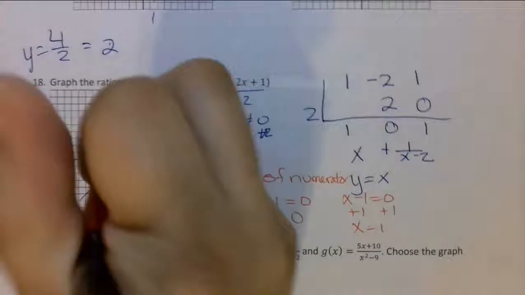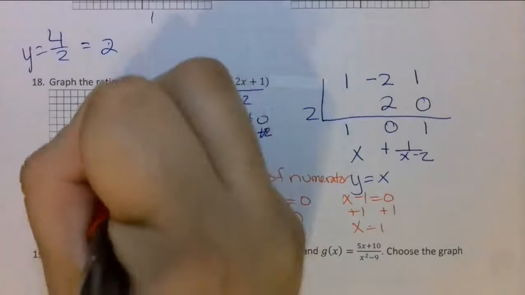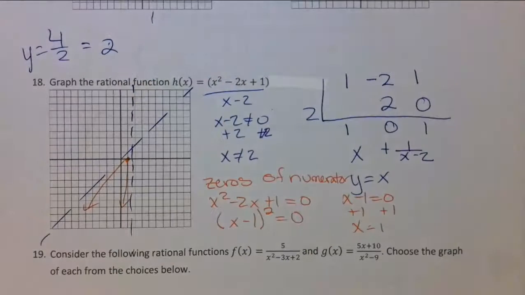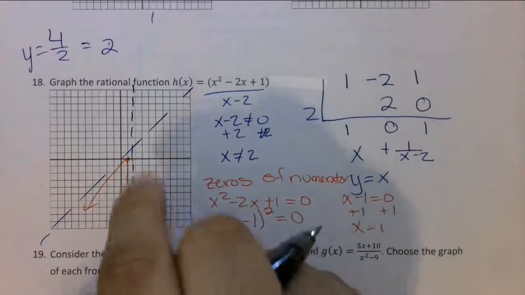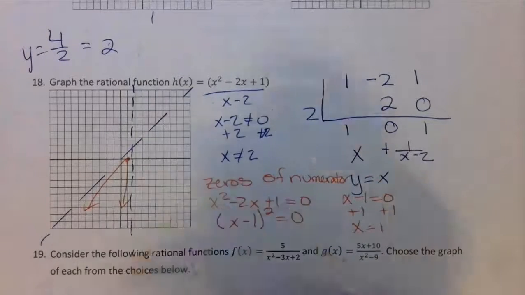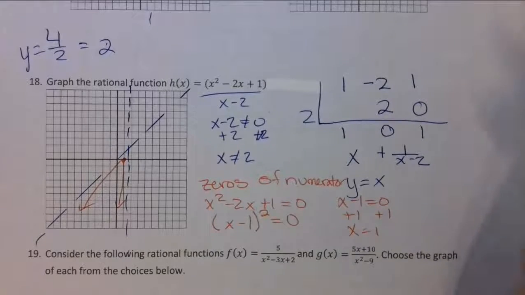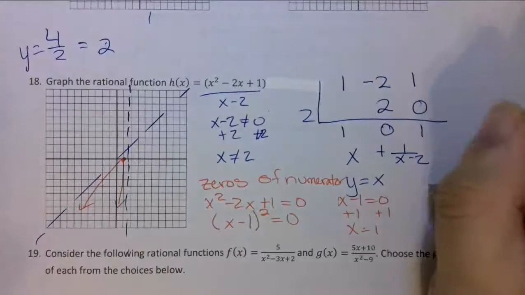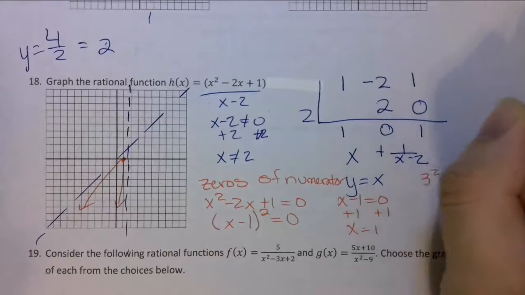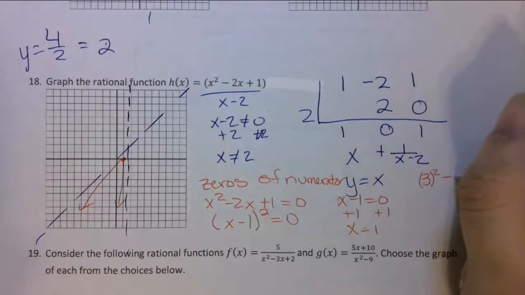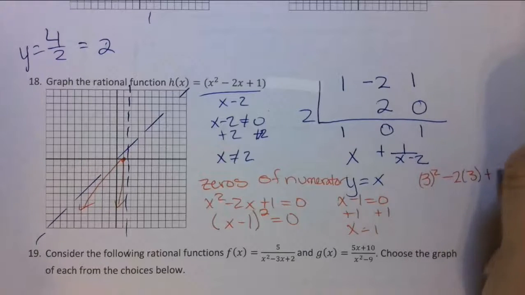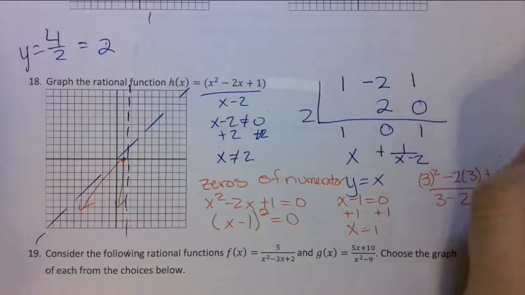Because it's in between two asymptotes, I know it's going to have to curve like this. Then I need to see if the other piece is over here or here. So I am going to plug in a point. I will pick, this is 2, so I'm going to plug in 3. I have 3 squared minus 2 times 3 plus 1 over 3 minus 2.